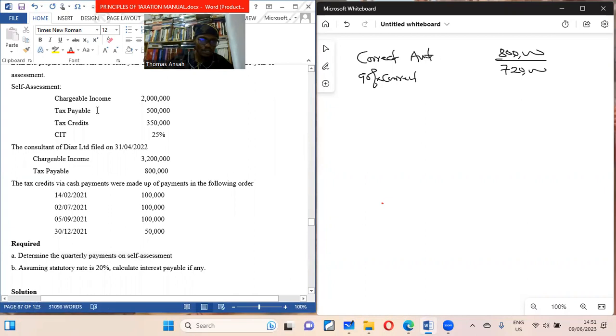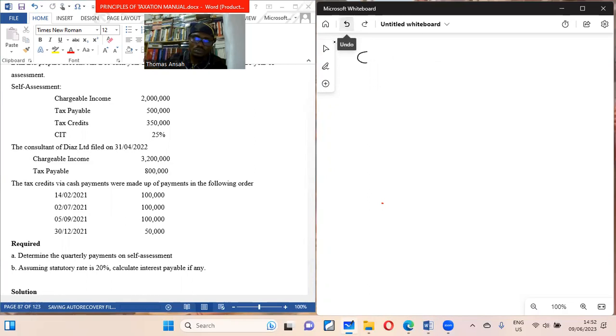So quarterly installment, this was the chargeable amount. He has some tax credit. We need to find the timing of this tax credit. The tax credit here, that's the breakdown. Do you remember how we do quarterly payments on self-assessment? All right, if that is the case, let's hold on to this one first. So let's work the quarterly payment.